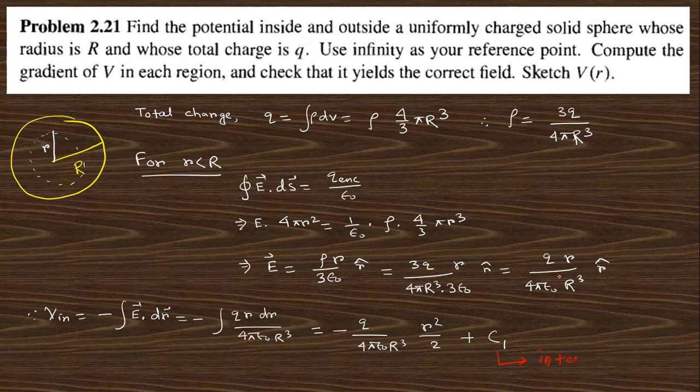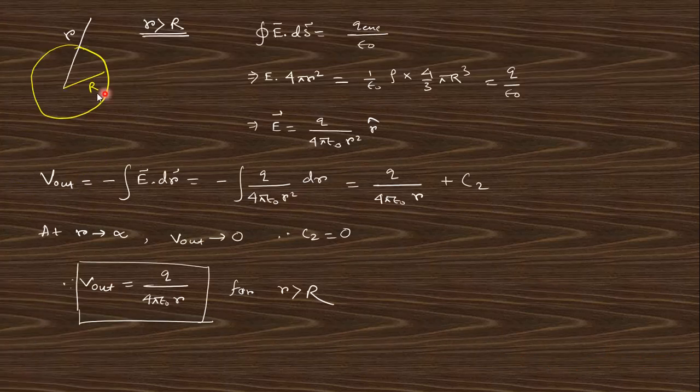Now if you take the outside point, where r is outside, the area is 4 pi r squared, but the charge is 4/3 pi R cubed, because the charge extends only up to capital R. So the electric field will be like that. The potential will be minus E dot dr, and finally we get this expression.